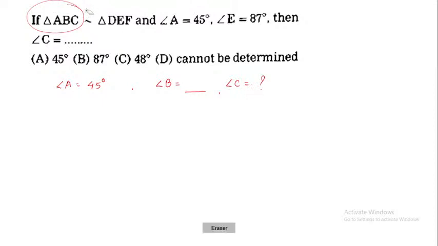Okay, now for that one, these two triangles are given to be similar. So if two triangles are similar, then their corresponding angles are congruent.